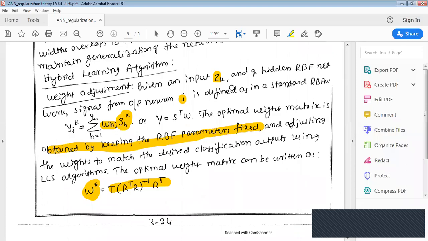Any doubt? No, sir. Any doubt in the class? So this completes your module 3. Module 3 is an exhaustive module. So what happens?